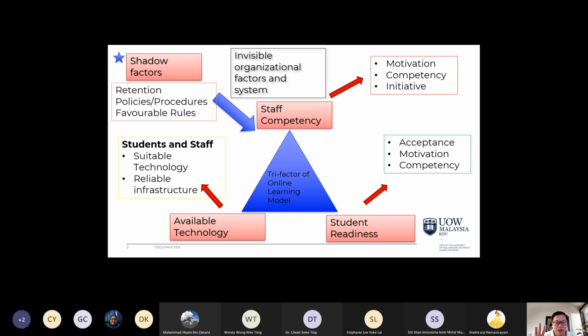The third factor that is critical in online learning is called student readiness. Student readiness is the acceptance, motivation, and competency of the student. Acceptance level is basically the student understanding that this is the way to learn, this is the way I want to do it. And automatically the barriers that they have in their mind will then diminish.